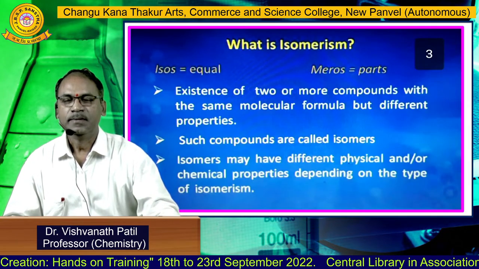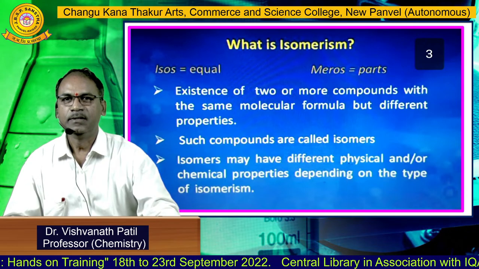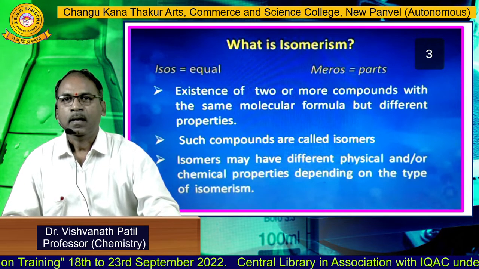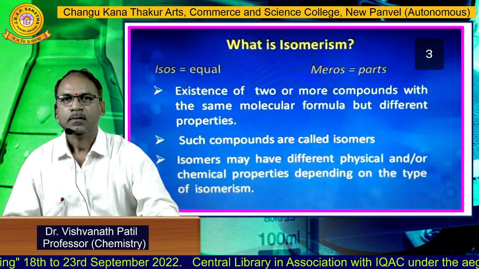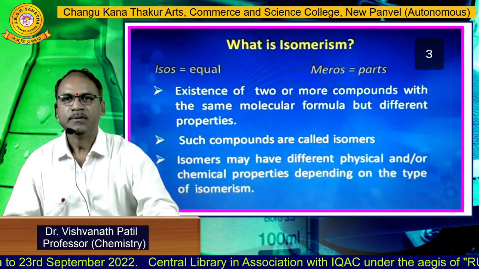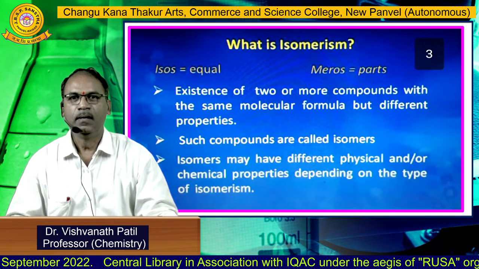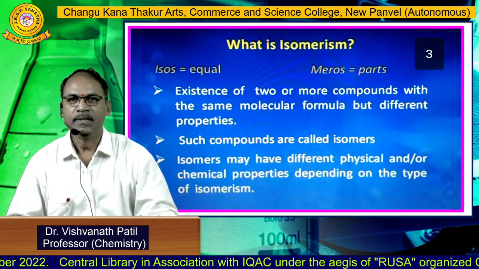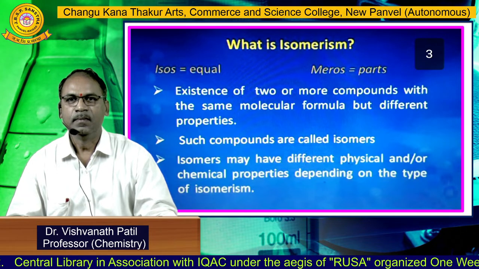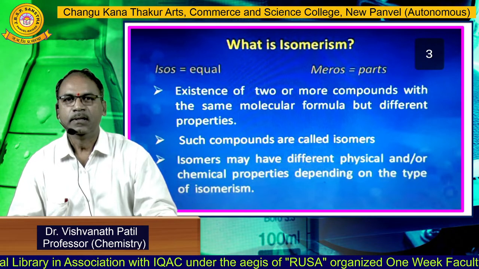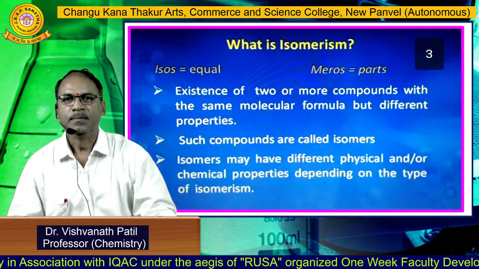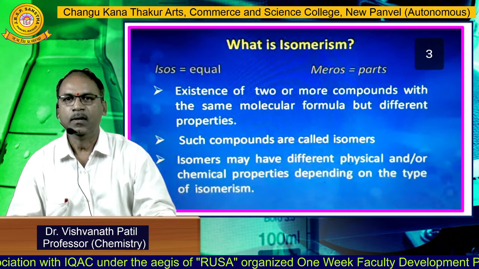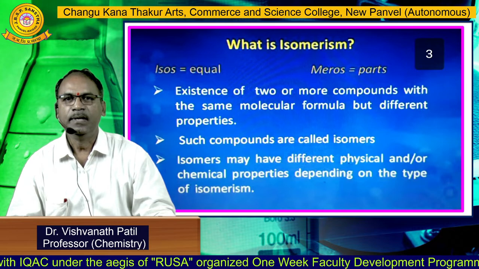What is isomerism? Isomerism is the first word in stereochemistry. Isomers are two or more compounds with the same molecular formula but different physical and chemical properties, known as isomerism. Such compounds are called isomers. Isomers may have different physical and/or chemical properties depending on the type of isomerism.